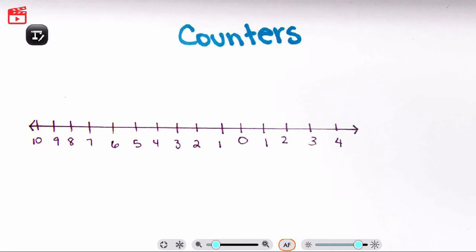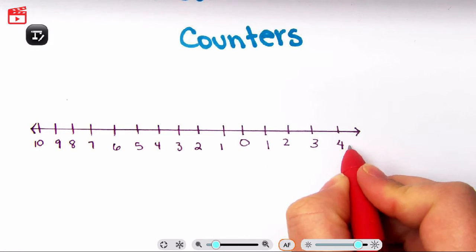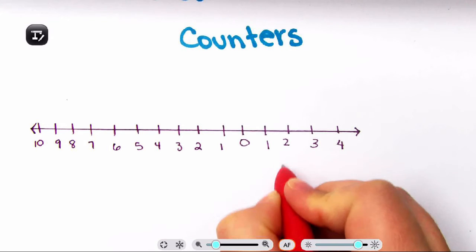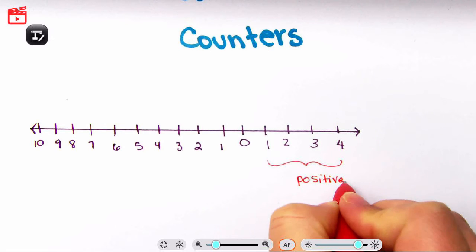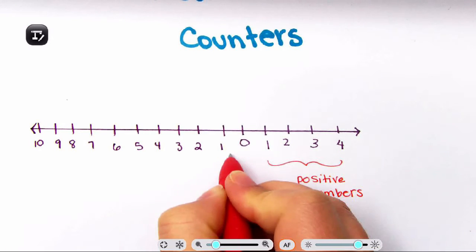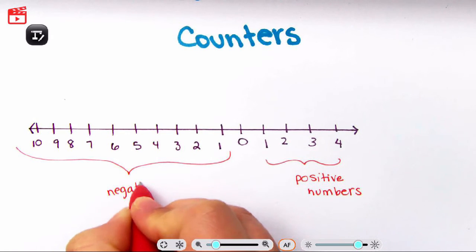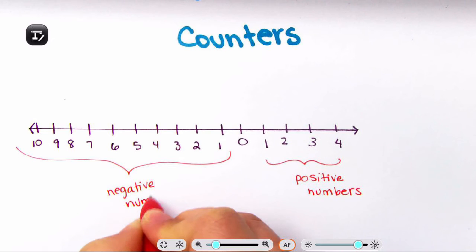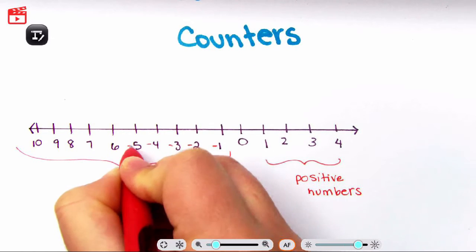So how will we do it? Whoa, did anyone catch my mistake? To the right of 0, we have positive numbers, and then to the left of 0, we have negative. So all of these should have a negative symbol for it.